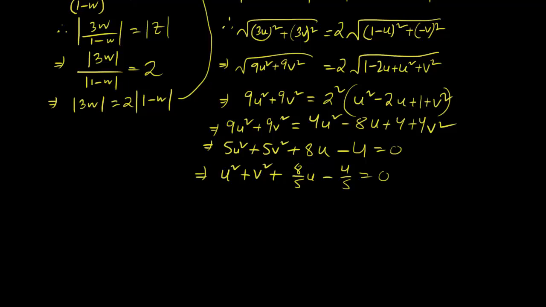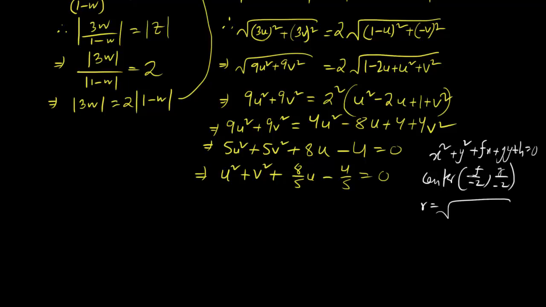Now you have to remember this. This is the format of the equation of a circle. If you have x squared plus y squared plus fx plus gy plus c equals 0, then the center's x coordinate is f divided by minus 2, the y coordinate is g divided by minus 2, and the radius is the square root of the center's x coordinate squared plus the center's y coordinate squared minus the constant. That is going to be the rule.